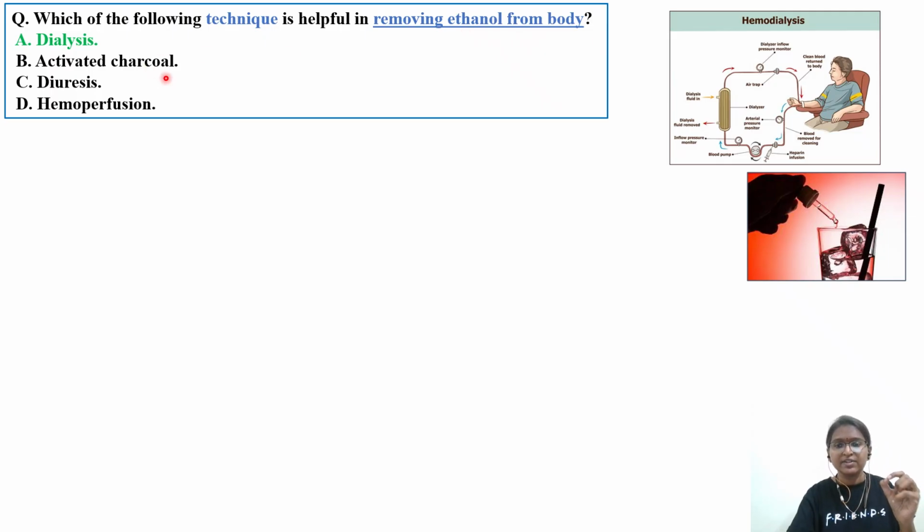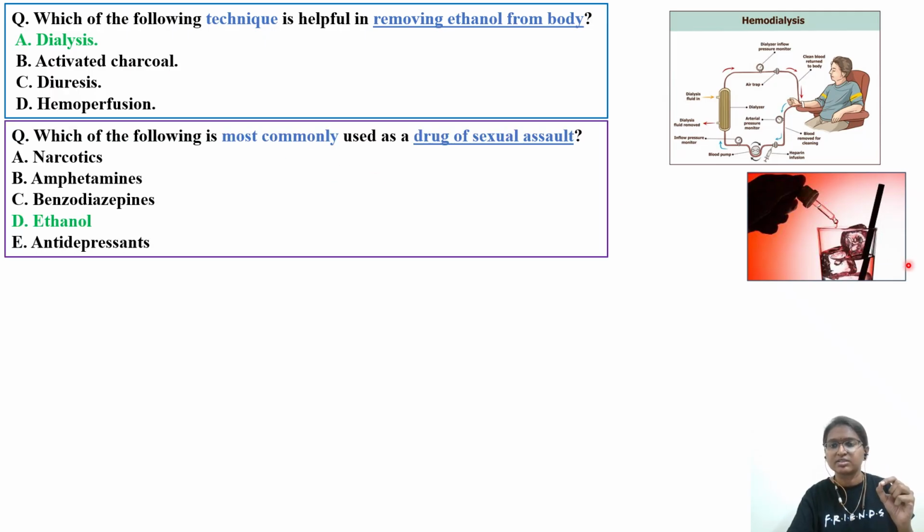Okay, activated charcoal as an adsorbent, you cannot use for alcohol poisoning. Diuresis, you cannot use it, that is, increasing urination, that cannot be. Hemoperfusion also you cannot use, because this might be used in the case of iron poisoning, not here, where desferrioxamine also will be used. So dialysis is the right method. Whenever a patient comes with overconsumption of alcohol, you can perform dialysis.